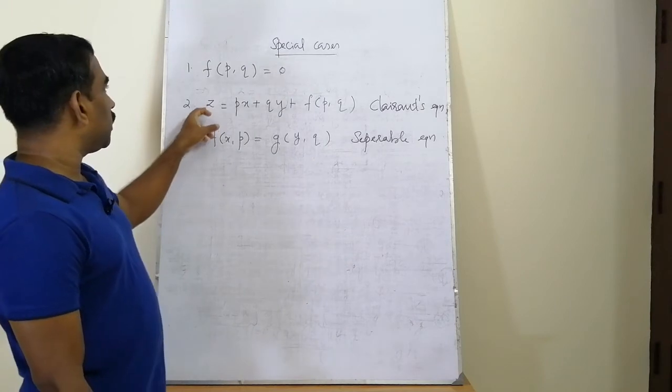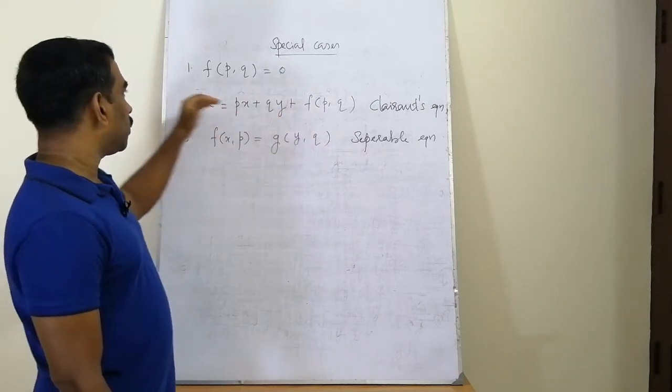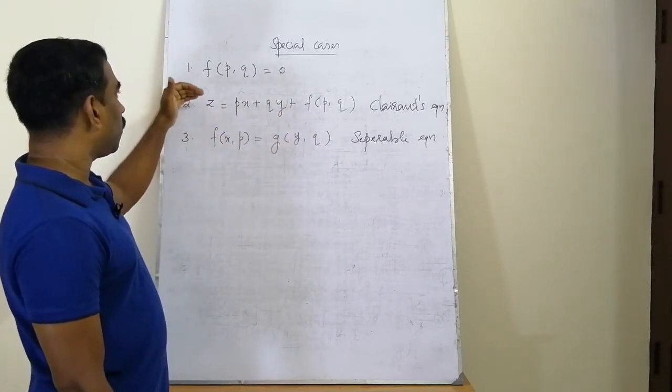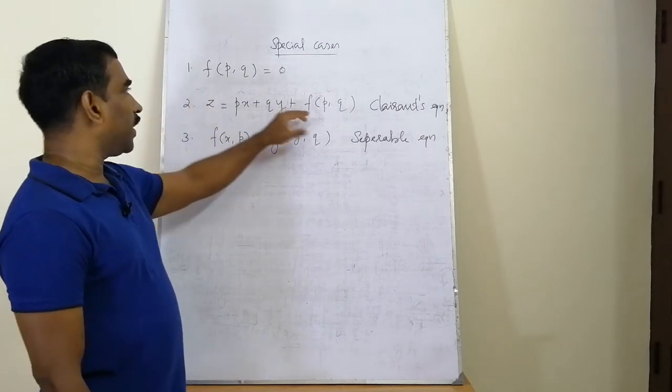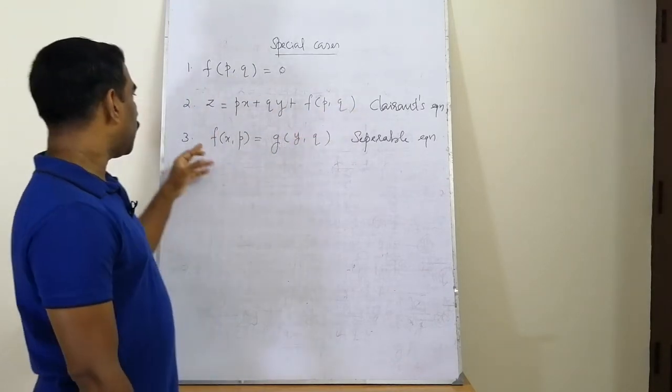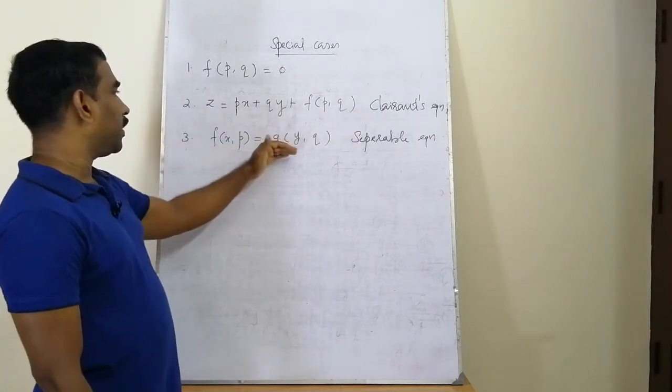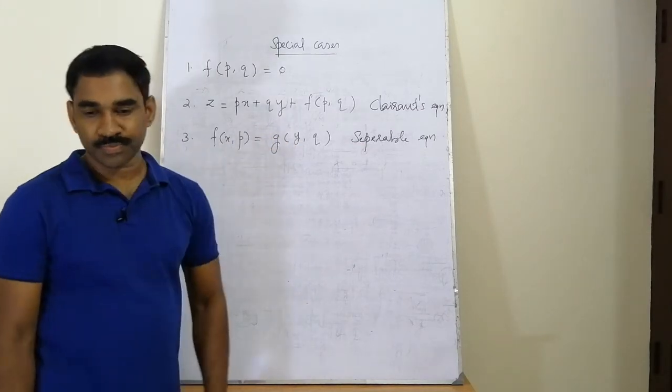And similarly for the second, Clairaut's equation also, we can use the fourth and fifth ratios to find the values of p and q directly, and in the separable case also direct integration is possible.